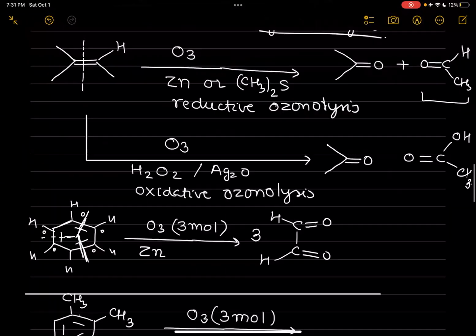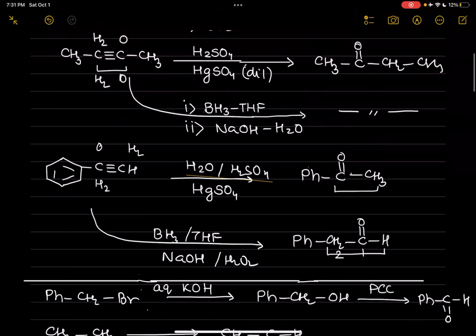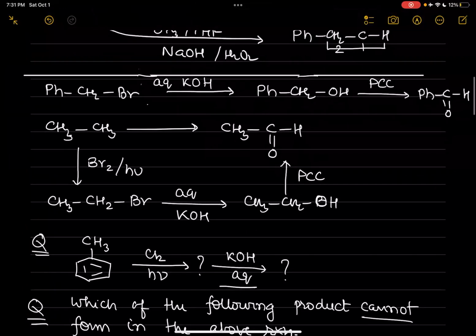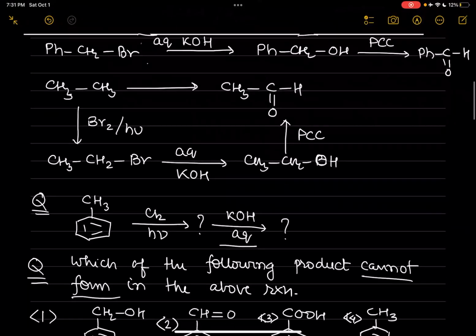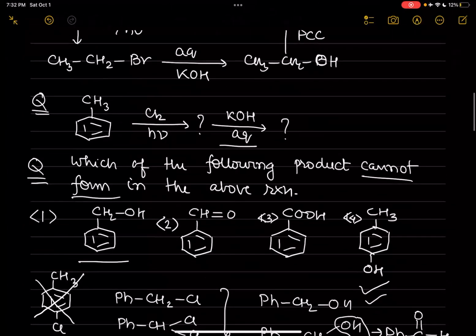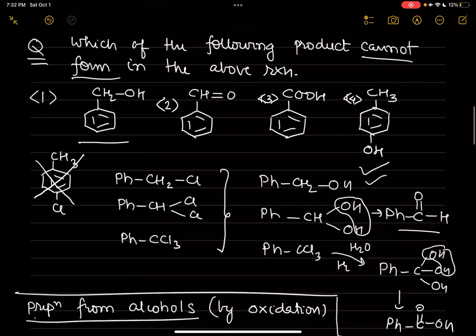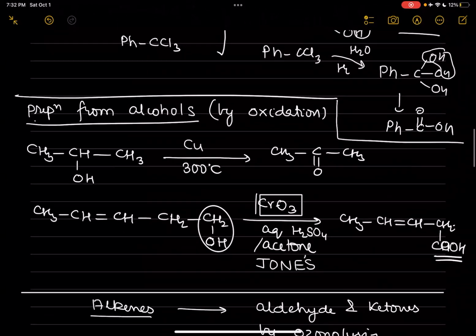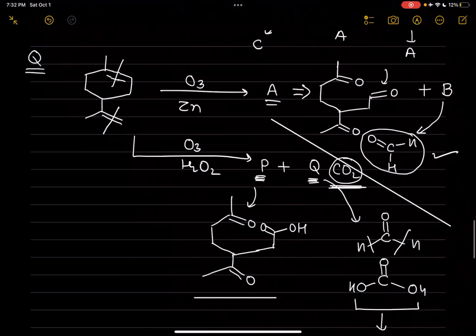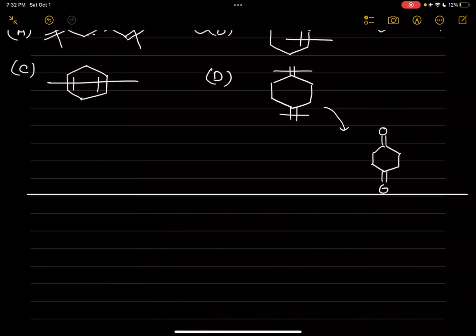Of preparation of aldehydes and ketones. So we prepared from alkenes by ozonolysis. We prepared from alkynes by acid catalyzed hydration, by hydroboration. We prepared from alkyl halides. Alkyl halides can be converted to alcohol, which can be oxidized. Or alkyl halides can be converted to dihalides and they can be hydrolyzed, right? So similarly, you can have this. Preparation of aldehydes and ketone by different methods.